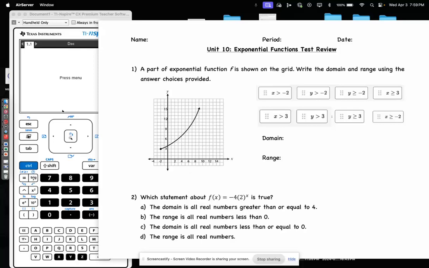We're going to review for our test that we're having on Friday over exponential functions. To start with, let's make sure that we understand domain and range. Remember, domain is x and range is y.